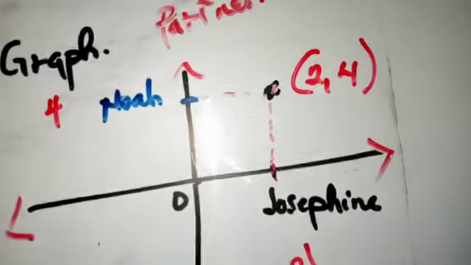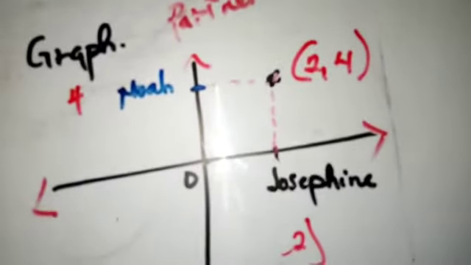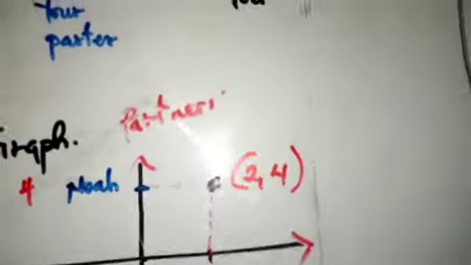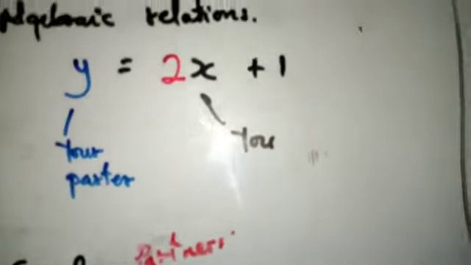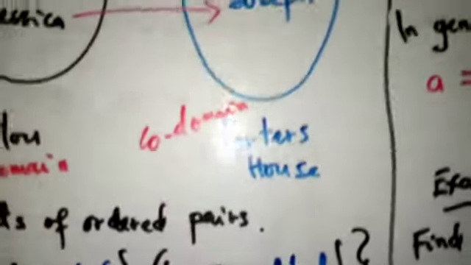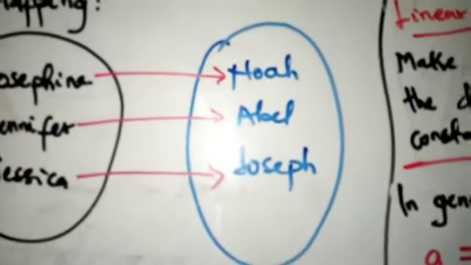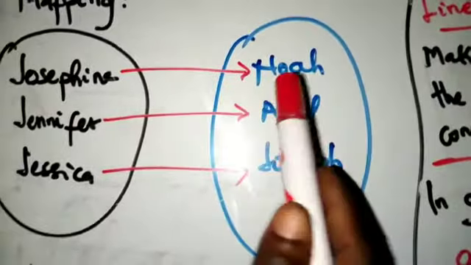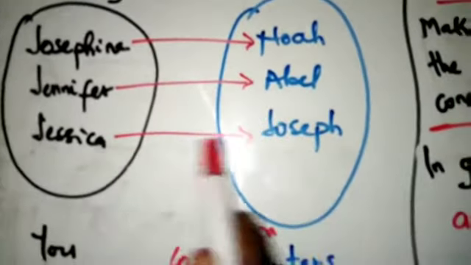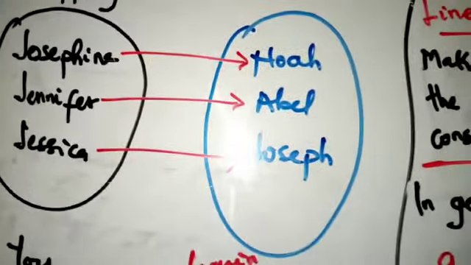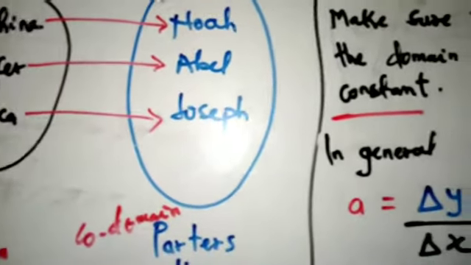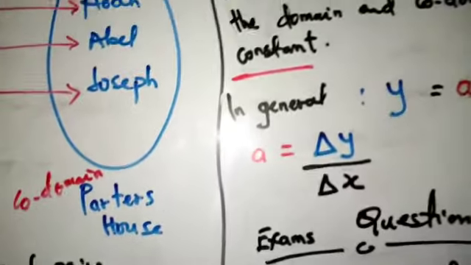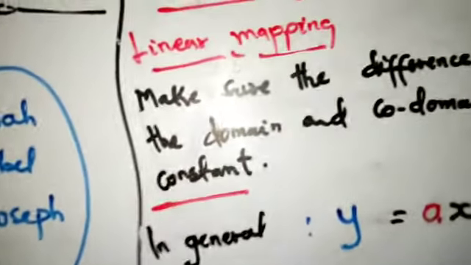Now let's dive into how to find the rule of a particular mapping. What I mean by the rule here is how to determine the relation, how the two of you are being connected. For this, while we are saying that Josephine has Noah as a partner, Jennifer and Eben, Jessica and Joseph, we are not saying anything about how they are connected. So let's look at that. How do you make sure that the two guys are connected by a certain rule? Let's check that.